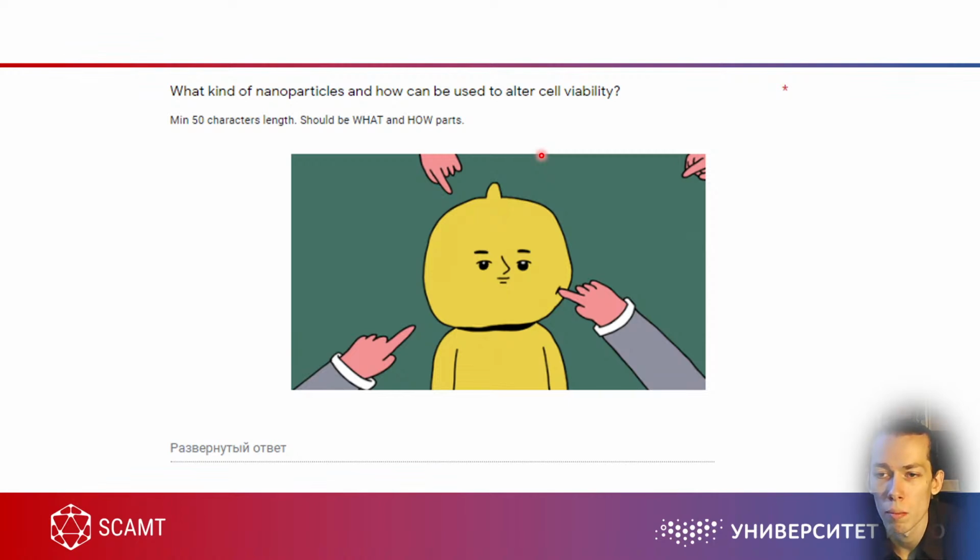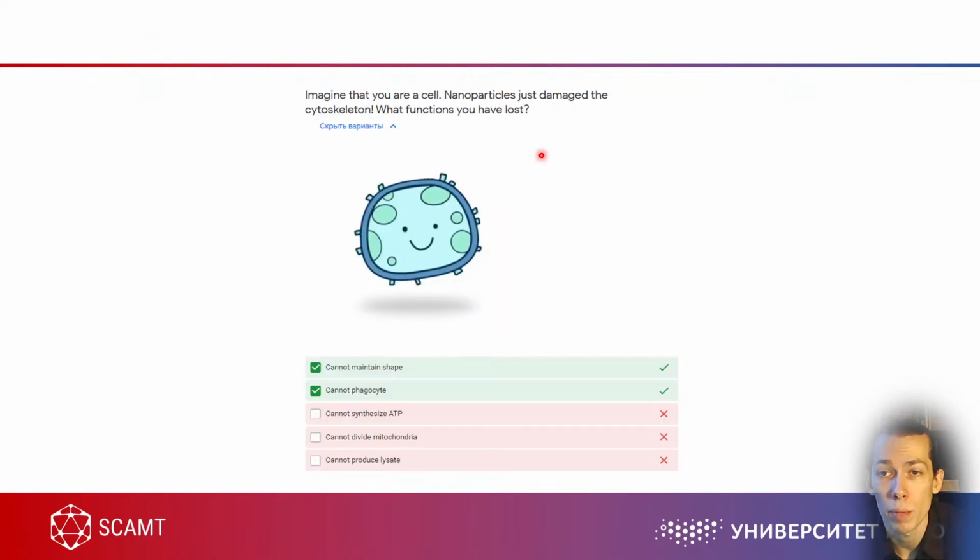But sadly, imagine that you are a cell, and nanoparticles just damage the cytoskeleton. What function have you lost? The cytoskeleton is responsible for maintaining cell shape and for performing phagocytosis, because it's like fibrils that push in the cell membrane, and the cell can make these phagosomes and so on.